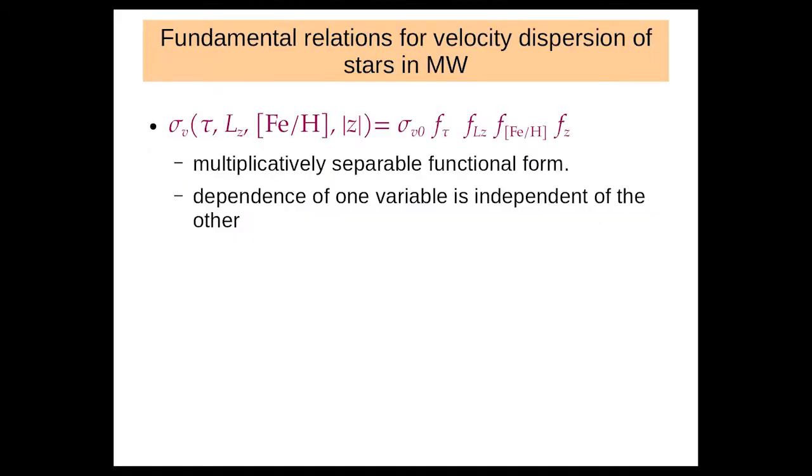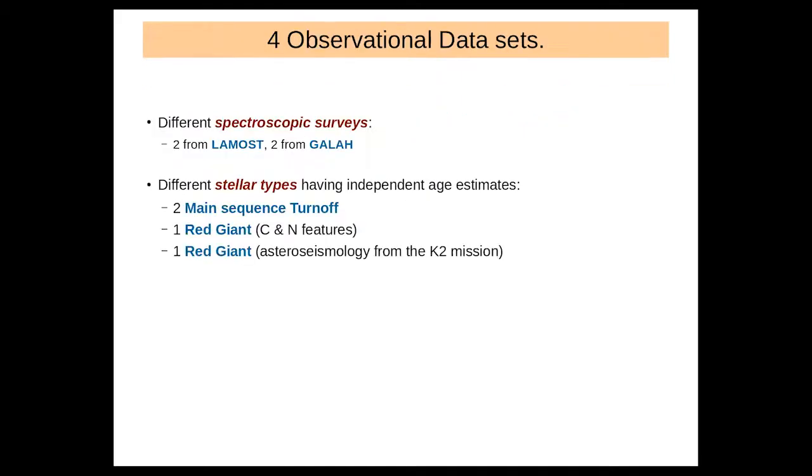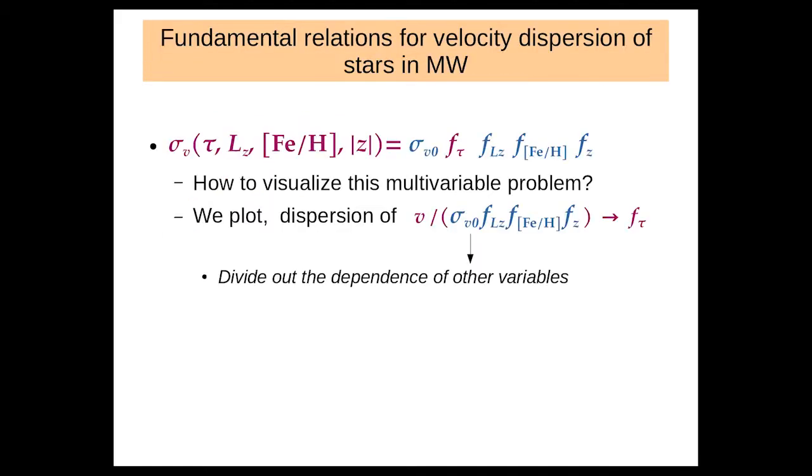Now, we came up with a simple multiplicatively separable functional form. What it means is that the dependence of one variable is independent of the other, and they are related by a product form. We use four different data sets. Two are from the LAMOST spectroscopic survey, two from GALAH. We also use different stellar types having independent age estimates. For example, two were main sequence turn-off star samples, and two were red giants using asteroseismology.